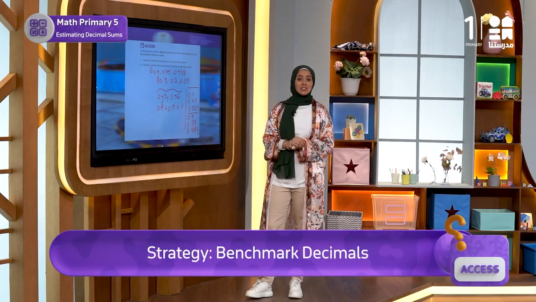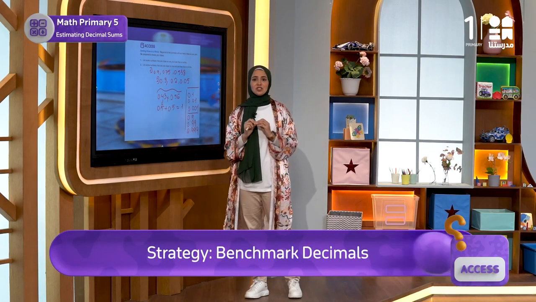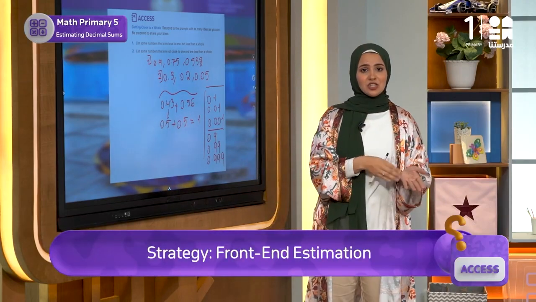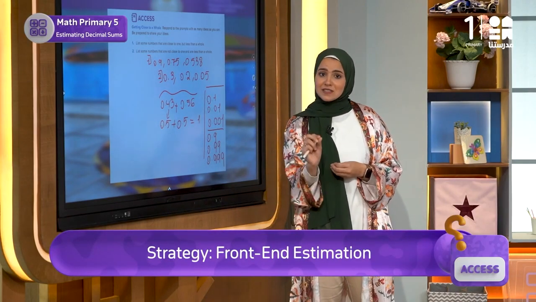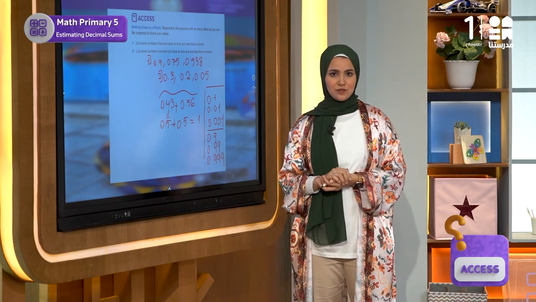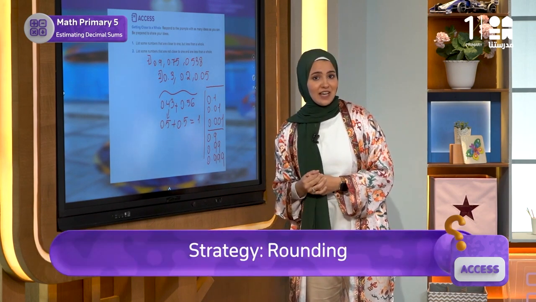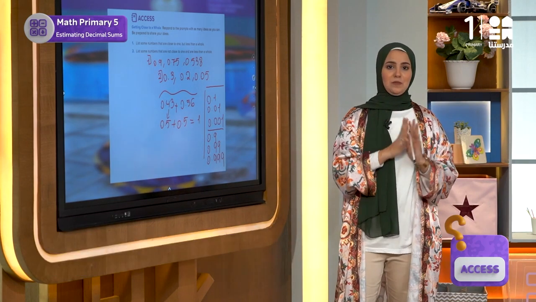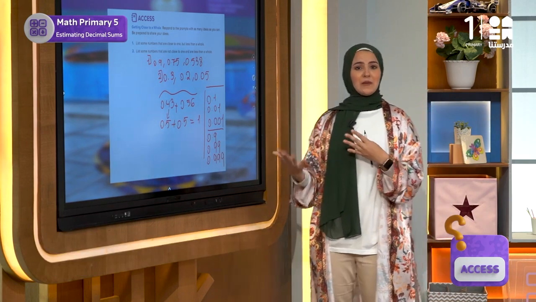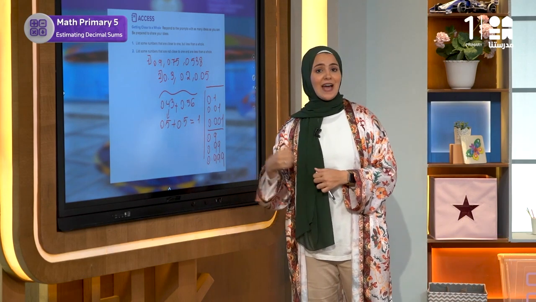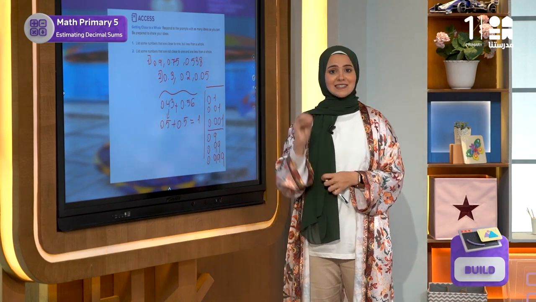Now, the benchmark strategy is one of the estimation strategies. There is also front-end estimation in which we look at the first digit on the left and ignore the rest of the what? Of the numbers. The third strategy is rounding with the value and with the various types. After explaining these strategies we use to estimate, let's move on to the activity part titled Estimate Amounts.